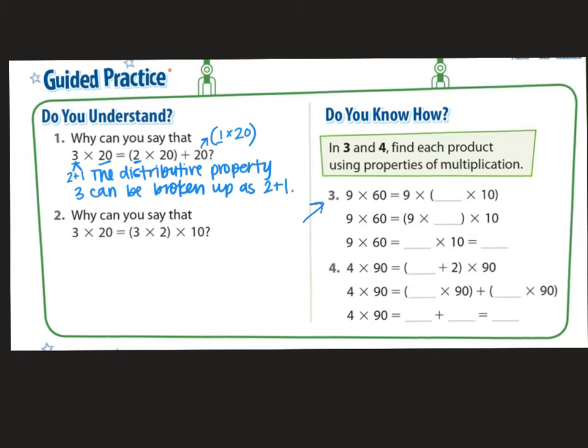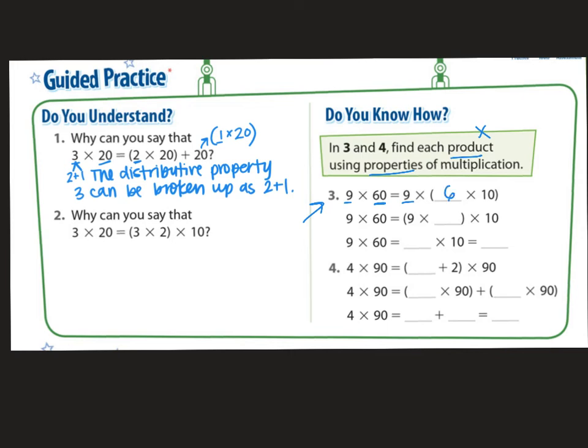It says, in number 3 and number 4, find each product, which I know is the answer to a multiplication equation, using the properties of multiplication. So I know I'm looking for the associative property or I'm looking to use the distributive property. So let's take a look at number 3. 9 times 60 is the same thing as 9 times something times 10. All right, well, I've already got my 9, so they're trying to tell me that 60 is something times 10. Well, I know that 6 times 10 equals 60.